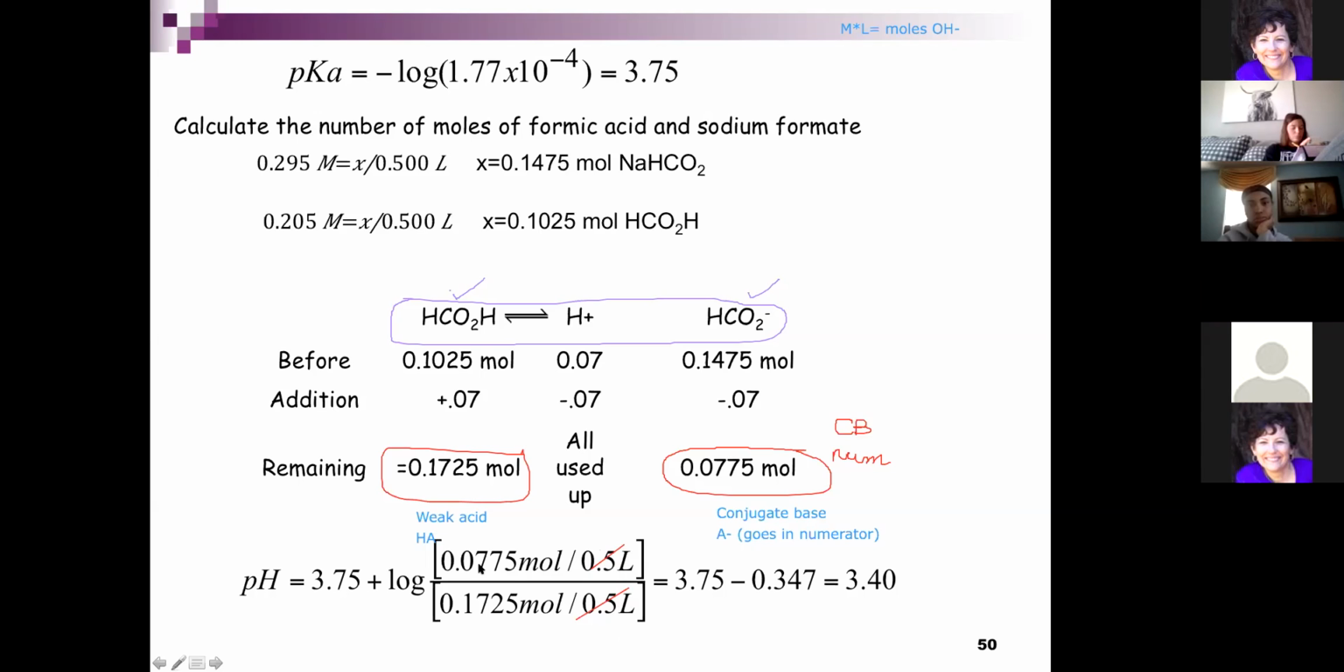Okay, so this time our numerator is smaller than our denominator, so the log of this value is going to be negative. So our 3.75 is going to go down to 3.40.